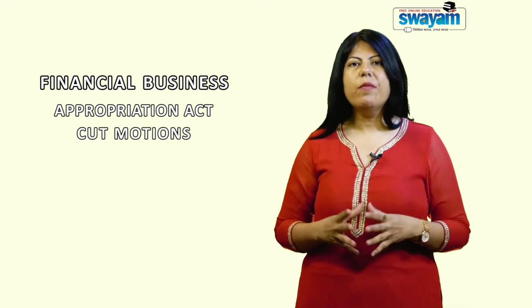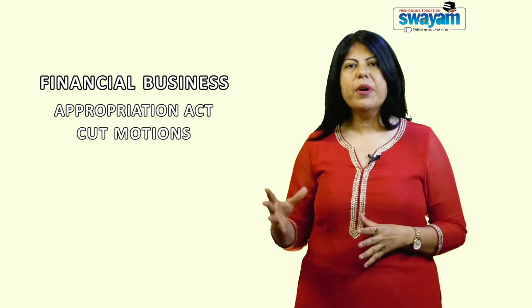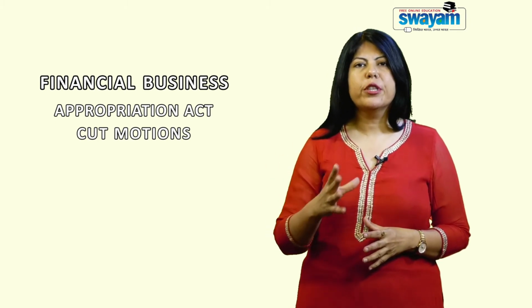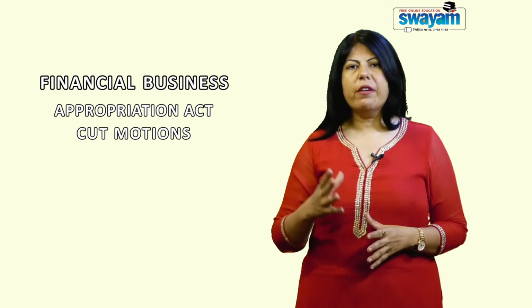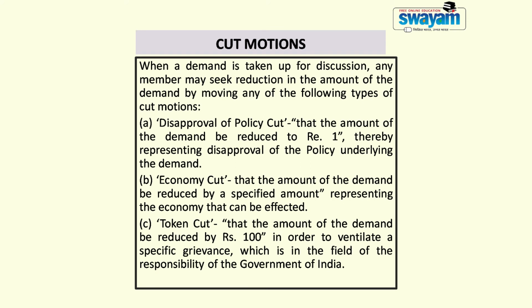Now, what is a cut motion? Whenever the demands for grants are discussed in the House, a member may seek reduction of the demand for grants. Now, there are three kinds of cut motions: disapproval of policy cut, economy cut, and token cut. Disapproval of policy cut means the amount of the demand be reduced to ₹1. This means a member is not satisfied with the policy underlying the demand.